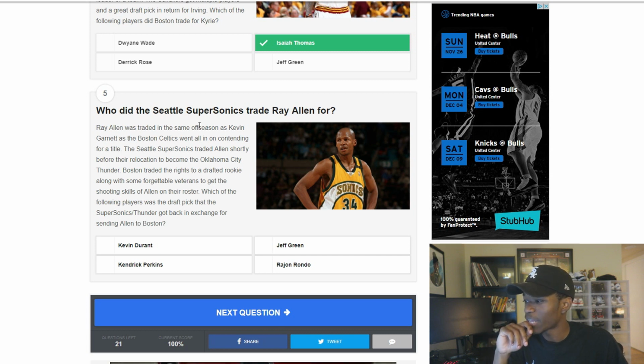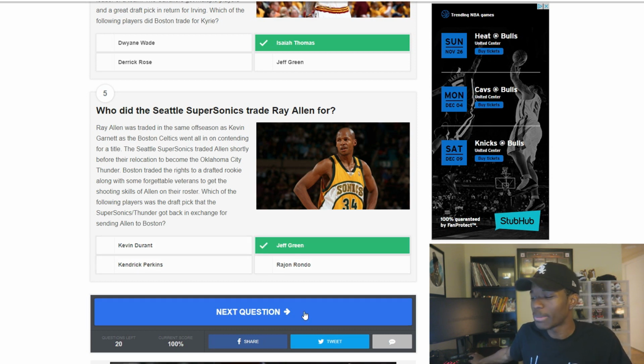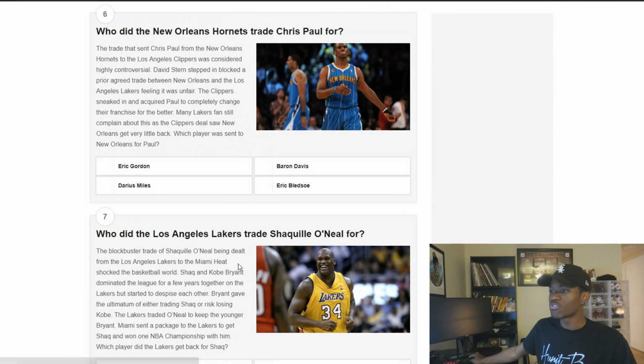So let's look at players that play for the Celtics. Right? Yes, that makes sense. Kevin Durant? No. Kendrick Perkins? No. Jeff Green makes sense. He's the only one that makes sense because he played for the Celtics and for the Seattle Supersonics. Booyah, baby. 5 for 5. Let's go. I thought I was going to struggle.